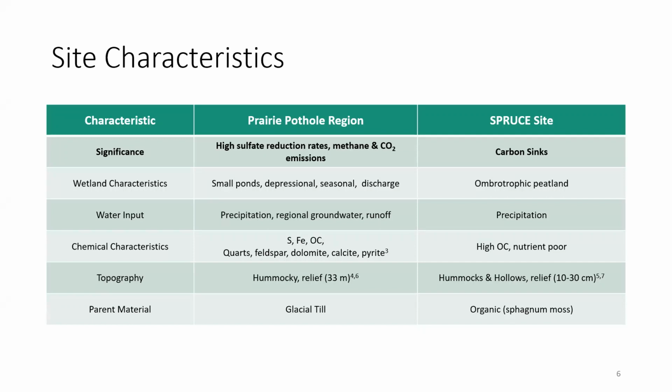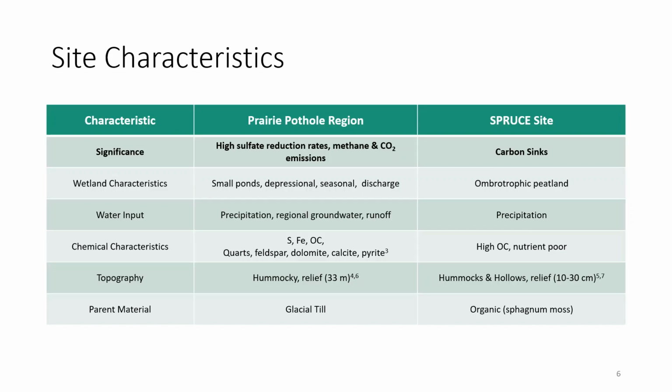And they were formed from glaciers, so the parent material is glacial till. It has hummocky topography with a relief of 33 meters. And because of that, the chemical characteristics are that there's quartz, feldspar, dolomite, calcite, pyrite, and high concentrations of sulfur, iron, and organic carbon.